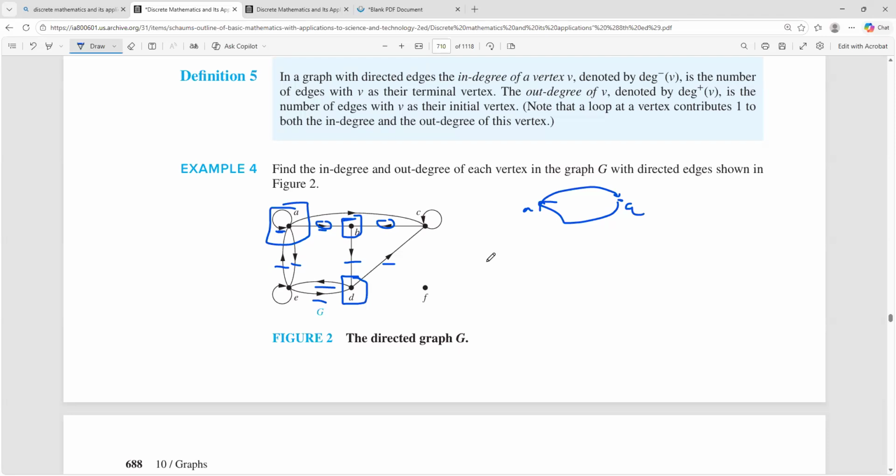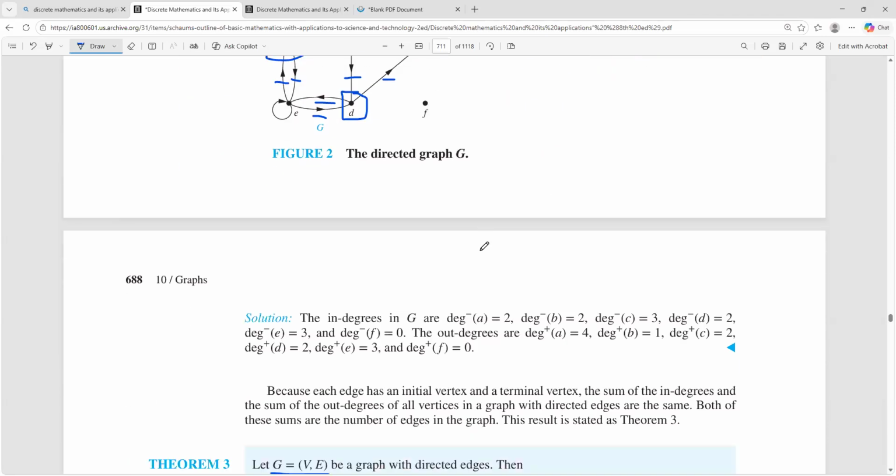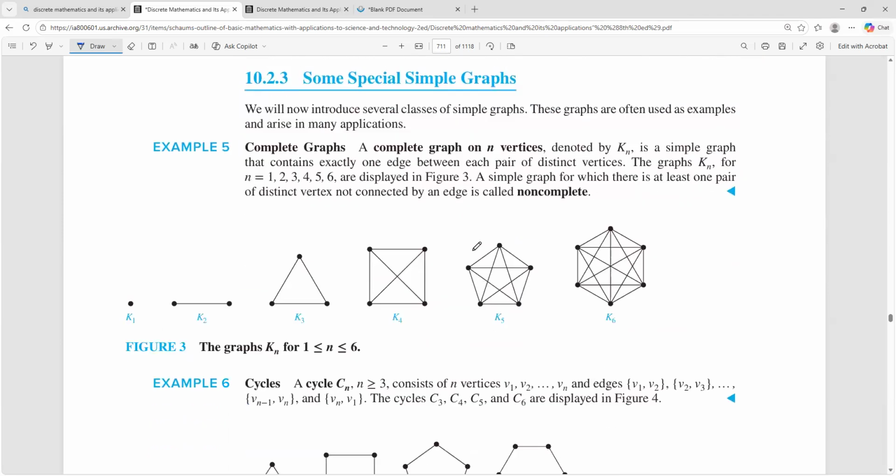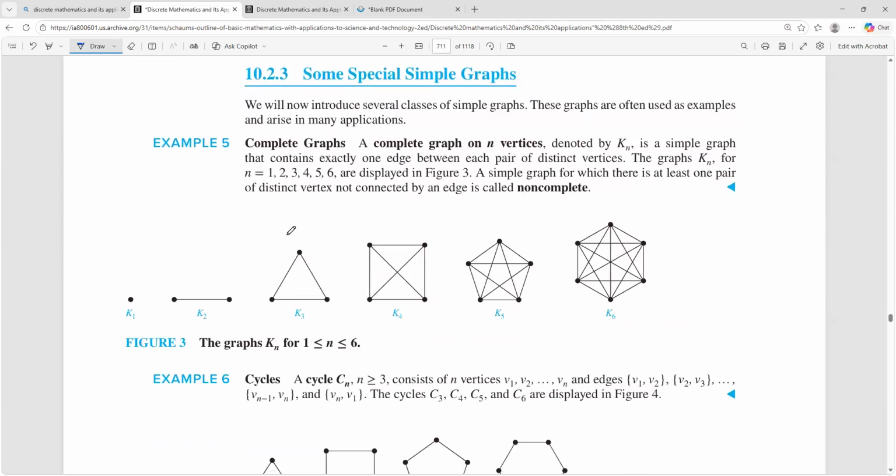All right, let's keep going. All right. Special types of simple graphs.